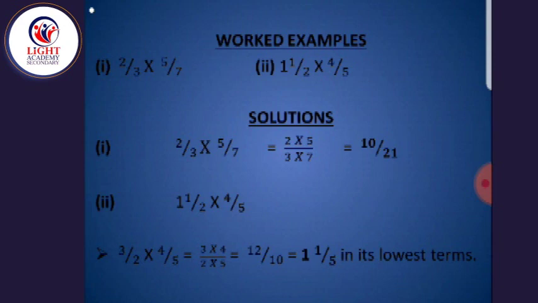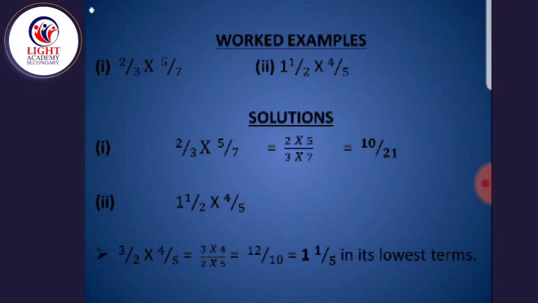As we move on, in example 2, we have 1 whole number and a half times 4 out of 5. In example 2, we are going to be dealing with a mixed fraction. Like in the previous example, we have to multiply numerators together and the denominators together. But before we do this, first we convert any mixed fraction to an improper fraction. This then will give us 3 out of 2 times 4 out of 5.